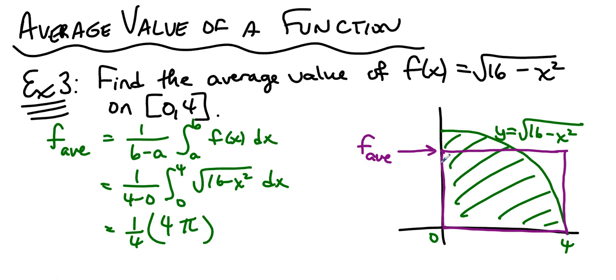And it kind of makes sense if the purple area is the same as the green area, that that value would be about pi, because that's 4 pi divided by 4. So this is 3-ish for sure, even on a cruddy picture. So when we try to find the average value of a function, we take the value of the integral and divide by how long the interval is.